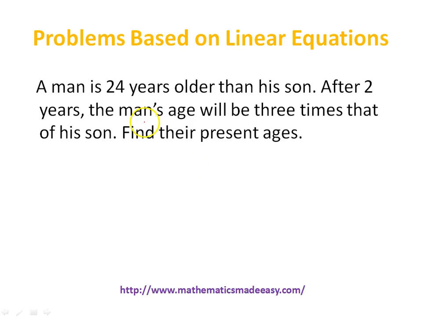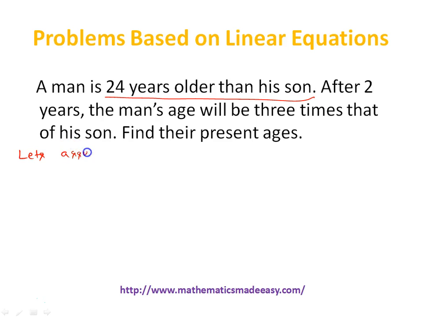A man is 24 years older than his son. After 2 years, the man's age will be 3 times that of his son. Find their present ages. These are a little bit tricky questions, and at least one question is expected in the exam, so just be attentive and careful. Whenever you are talking about any age, we will first assume an age. Like here it is given that a man is 24 years older than his son. So let's assume the age of the son is x.